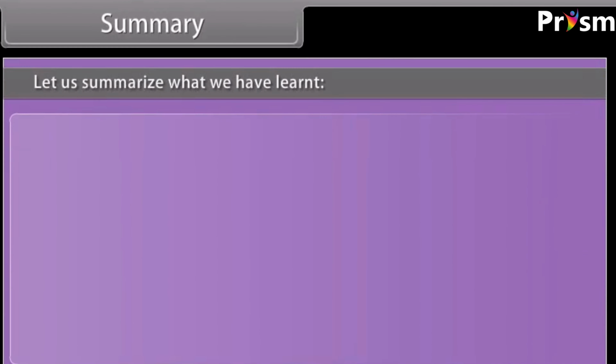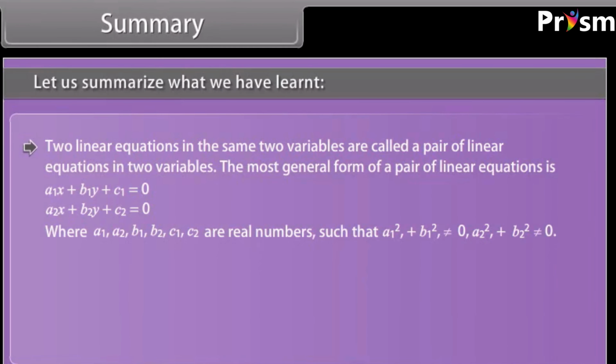Summary. Let us summarize what we have learned. Two linear equations in the same two variables are called a pair of linear equations in two variables. The most general form of a pair of linear equations is a1x plus b1y plus c1 is equal to 0, a2x plus b2y plus c2 is equal to 0, where a1, a2, b1, b2, c1, c2 are real numbers such that a1 square plus b1 square is not equal to 0, and a2 square plus b2 square is not equal to 0.